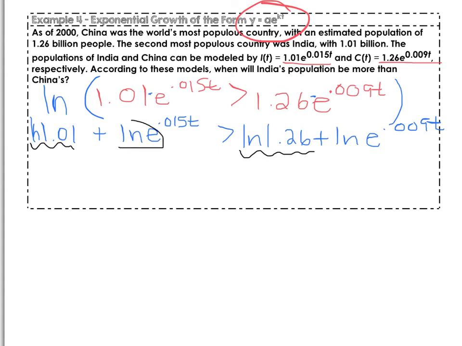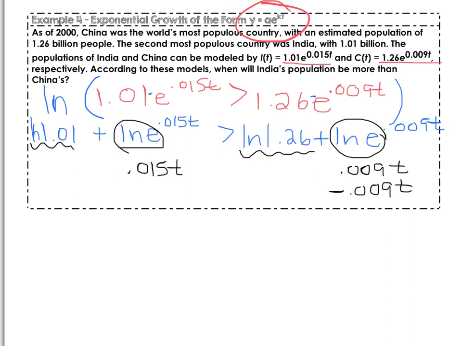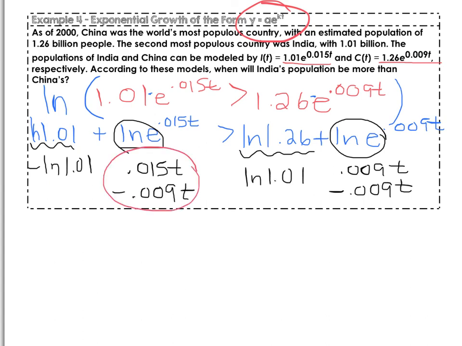But here we have the natural log of e, which is just going to leave us with 0.015t. Same goes for here. That's going to just leave us with 0.009t, okay? So actually, I'd like to isolate my variables. So I'm going to subtract 0.009t onto this side. And I'm also going to subtract the natural log of 1.01 onto this side, okay? So 0.015t minus 0.009t is going to get us 0.006t. And then over here we have the natural log of 1.26 minus the natural log of 1.01.